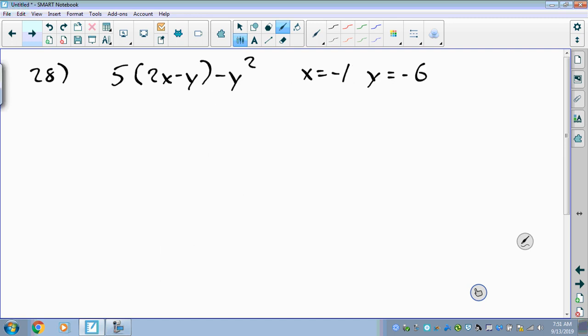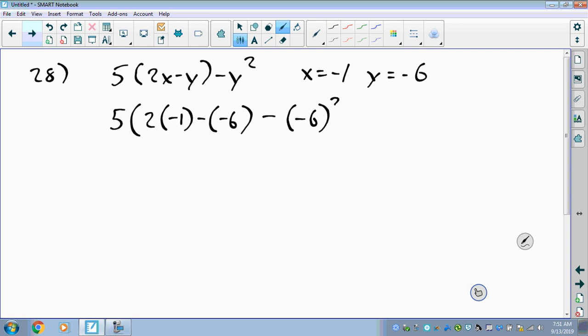All right, moving on. 5 parentheses 2 times -1 minus -6. Again, double negative. Make sure you're inside parentheses there. Again, -6 squared. Careful again with your parentheses. All right. So then these parentheses are added. Good. All right. So again, let's start with the inside parentheses. 2 times -1 is going to be -2 minus, again, -6. Be careful there. Double negative. We'll get to that in a second.